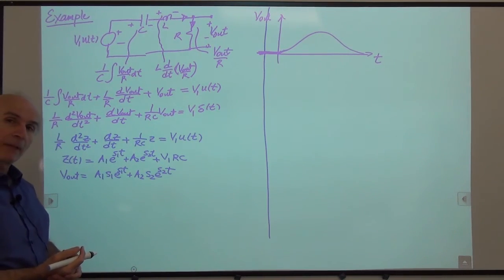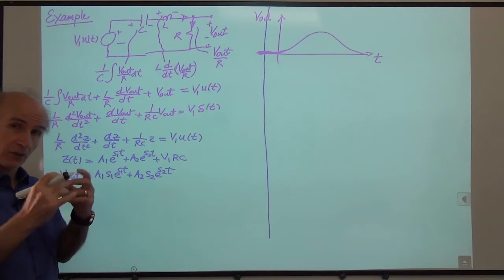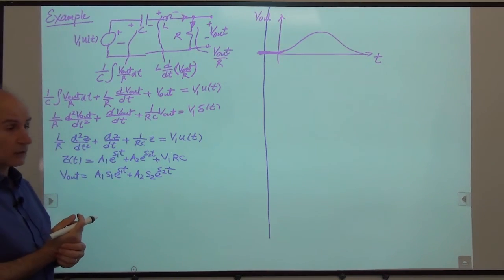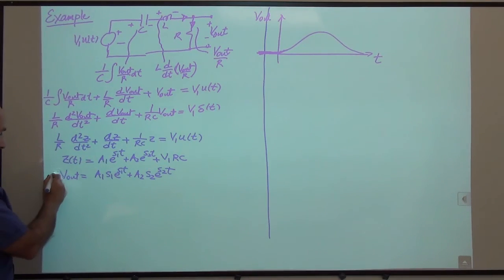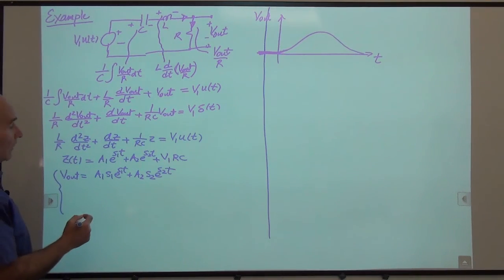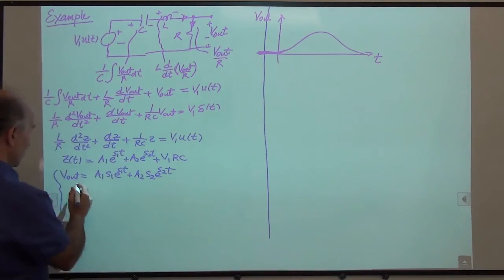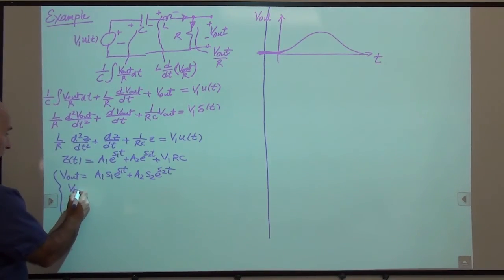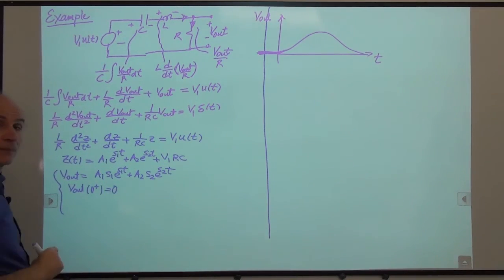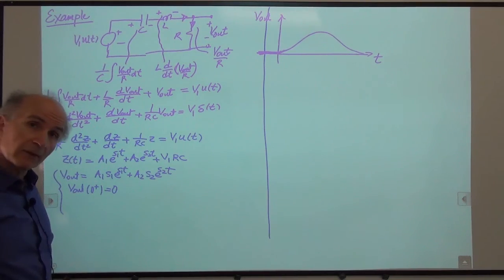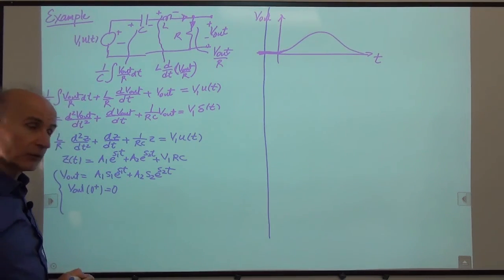And we now have to enforce the initial conditions to find A1 and A2. The initial conditions are as follows. So we know that V out at time 0 plus is 0. So that's one initial condition that we have. What else do we need? We need maybe the derivative of V out at time 0 plus. So that's a little trickier.